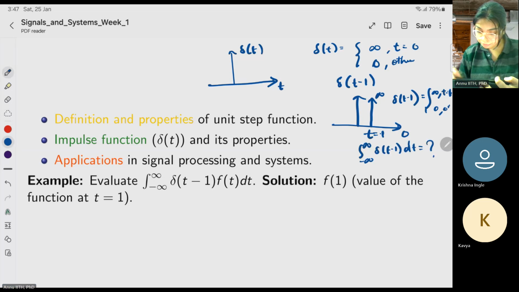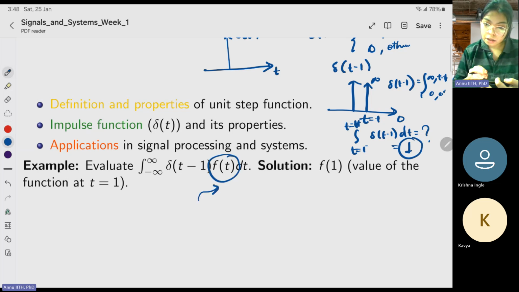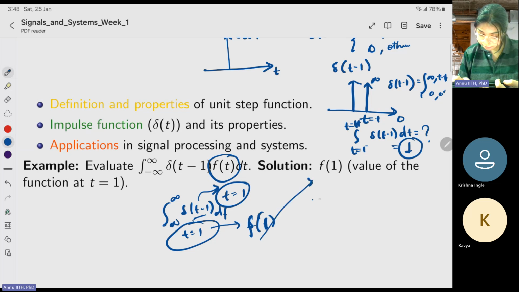But what will be the area under it? It is only 1 at this particular point. So if you integrate over t equals 1 minus to 1 plus, then the area is 1. All the values are 0 except at t equals 1, where it has some value, because the area under this particular thing will be 1. This is multiplied by f(t), so t will be 1. So the answer is f(1).